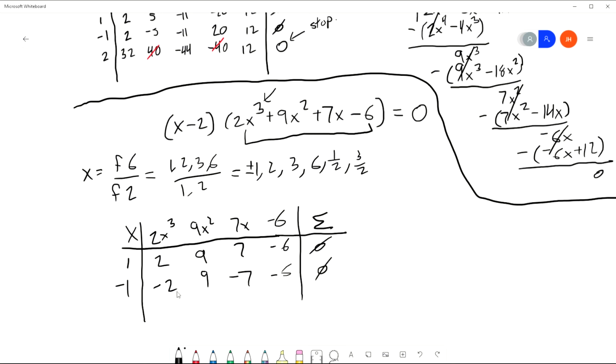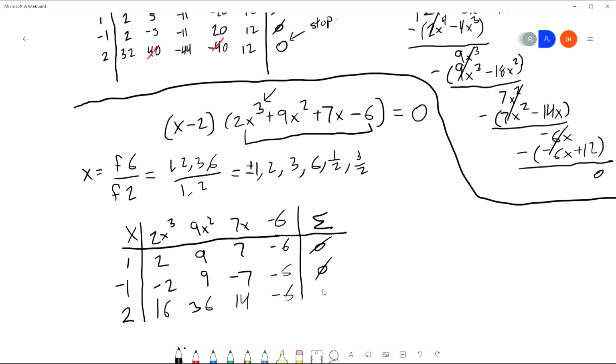All right, let's try 2. That'd be crazy. What if 2 was it again, and then we just actually had x minus 2 squared? Let's see. 2 cubed is 8 times 2 is 16. 2 squared is 4 times 9 is 36. 2 times 7 is 14. All right, no way that this is about to be 0.